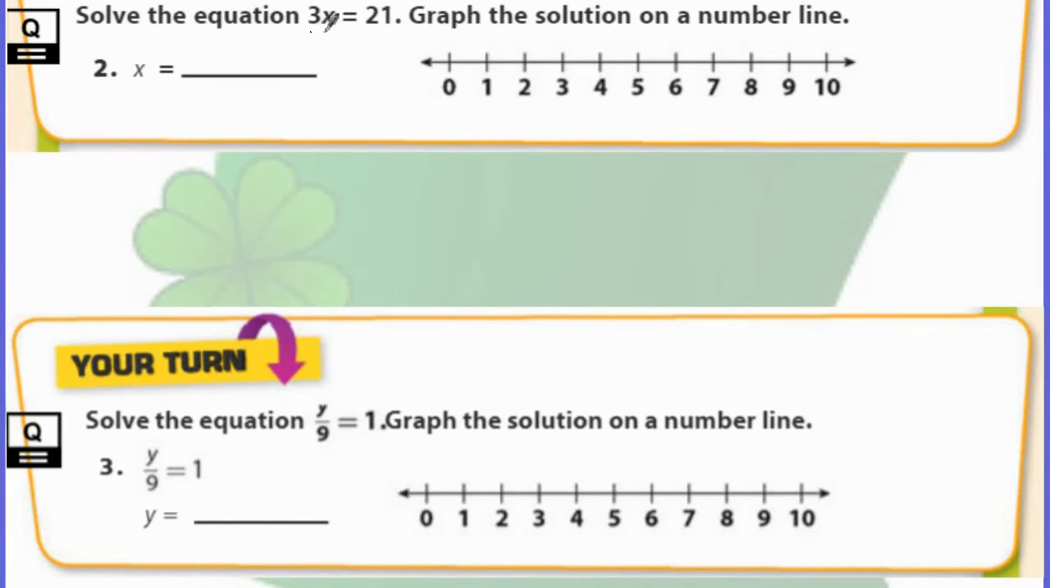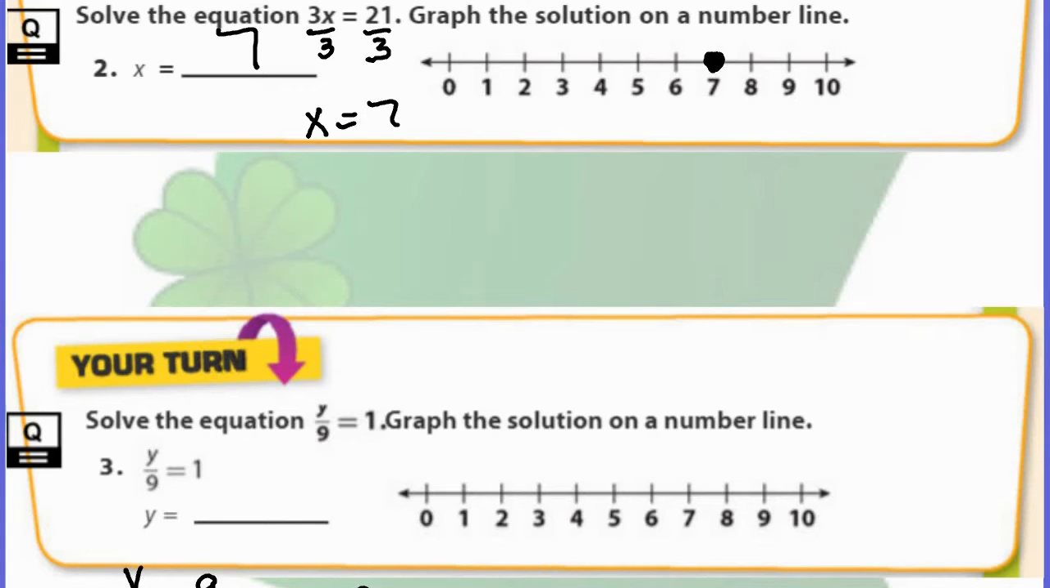So here you should have gotten that you're dividing both sides by 3. Here you would have been left with x equals 7. Okay. And then graphing it on the number line. And then here you have y divided by 9 equals 1. So y over 9, you would have to multiply both sides by 9. And this is like multiplying by 9 over 1.